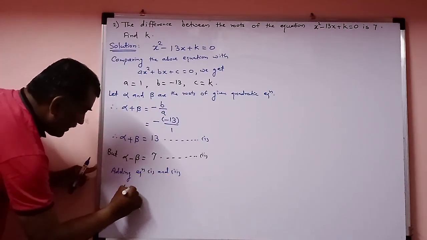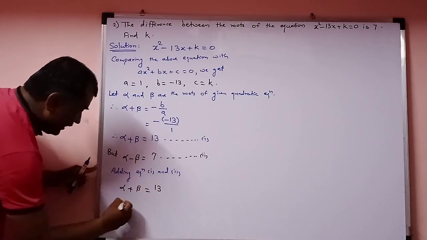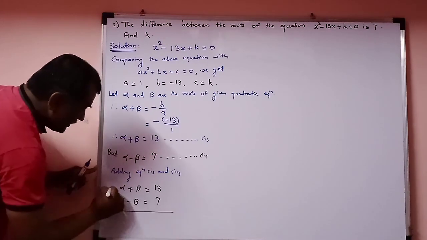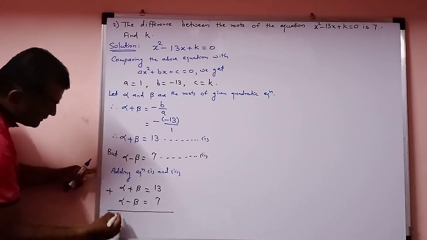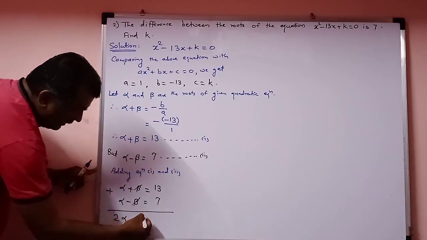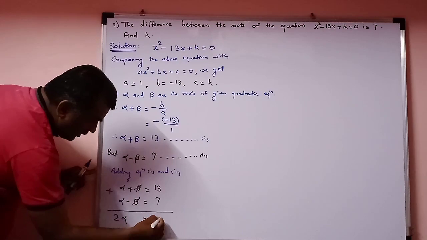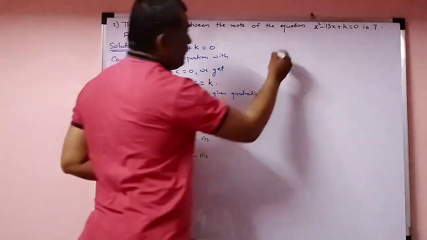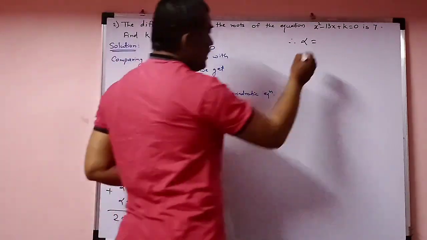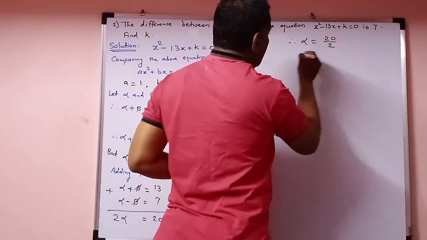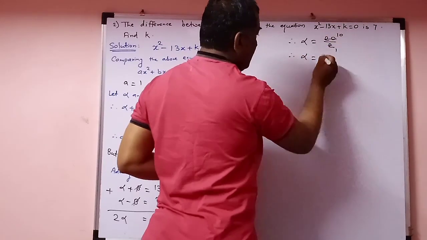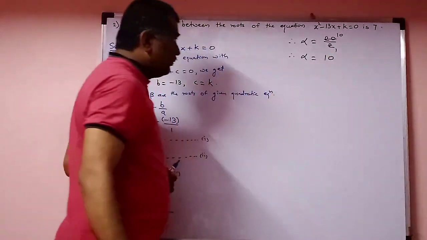Means alpha plus beta is equal to 13. Alpha minus beta is equal to 7. We have to add these. Alpha plus alpha is 2 alpha, plus beta minus beta cancel. 13 plus 7 is 20. Therefore, alpha is equal to 20 upon 2. Therefore, alpha is equal to 2 ones are 2, 2 tens are 20. Alpha is equal to 10.